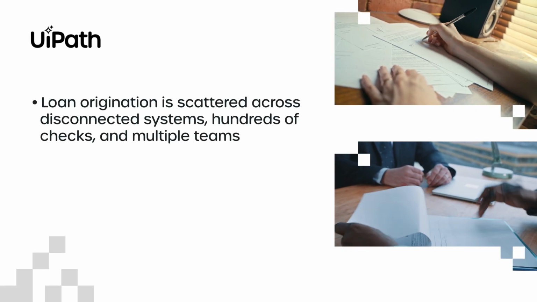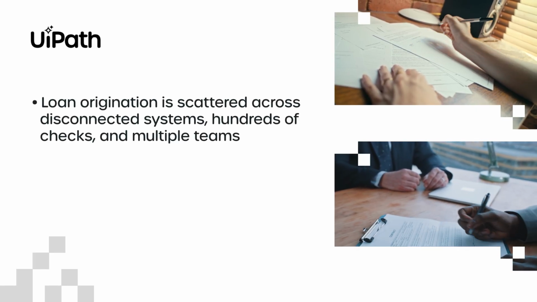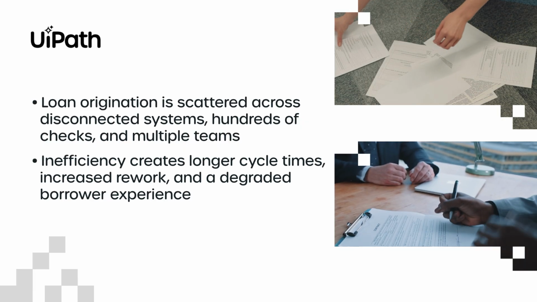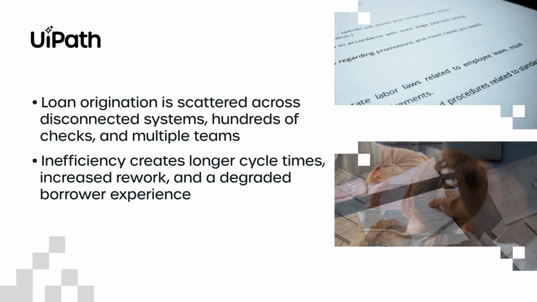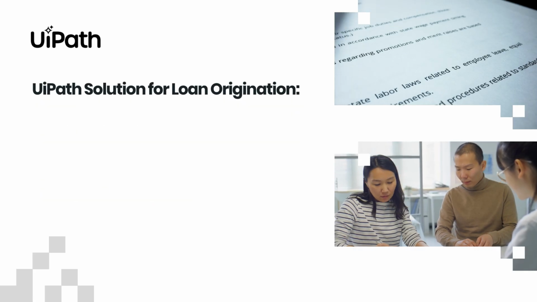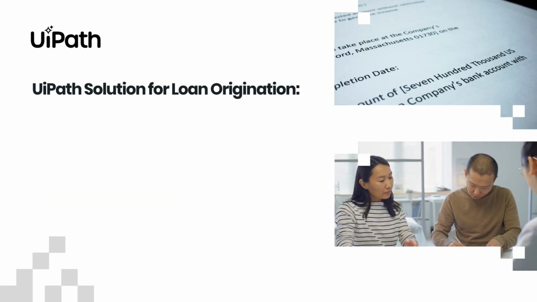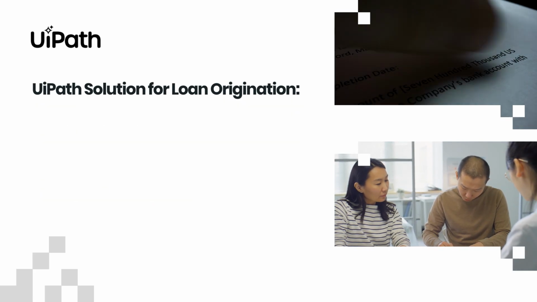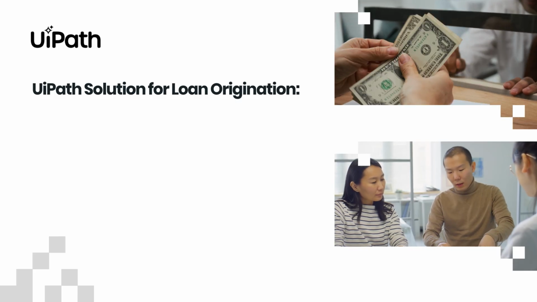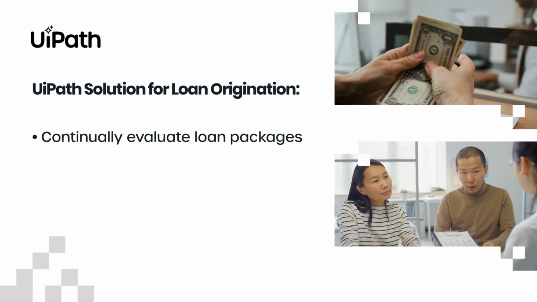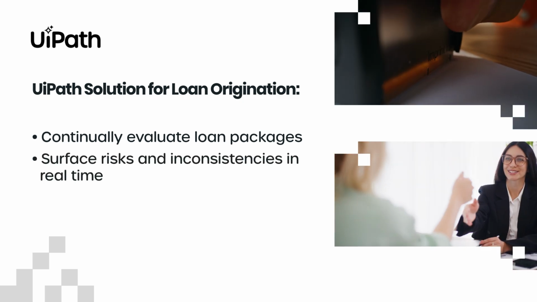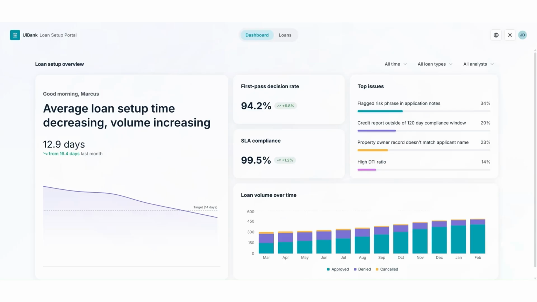Today's loan origination processes are scattered across many disconnected systems, with hundreds of checks and multiple teams, which lengthens cycles, drives rework, and harms borrowers' experience. We built a comprehensive end-to-end unified loan setup platform, a single pane of glass backed by AI agents that connect directly to your existing systems to continually evaluate loan packages and surface risks and inconsistencies in real time.